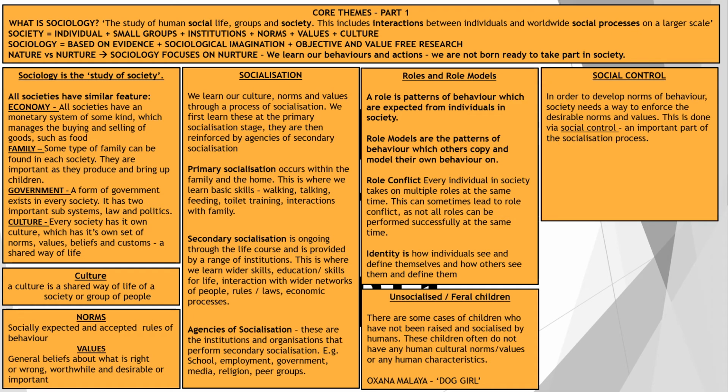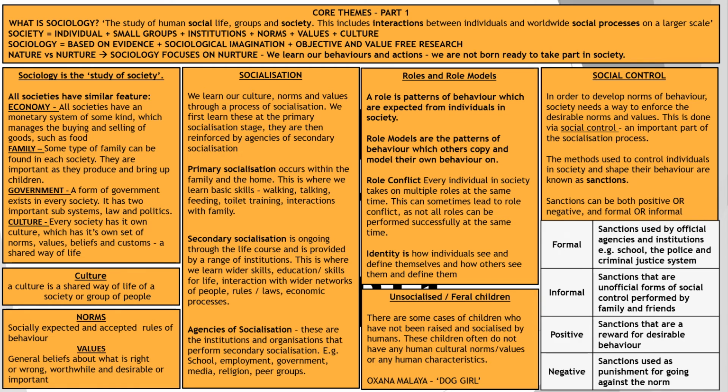Now, in all of this, we have social control. This keeps us in check. This makes sure we perform, and the norms, the values, our behaviours are desirable and required by society. And there's lots of ways it's done. Ultimately, sanctions is how we are controlled by society. Sanctions can be positive or negative, formal and informal.